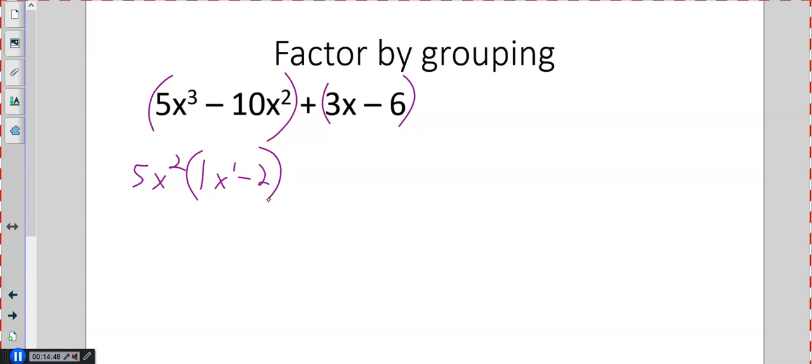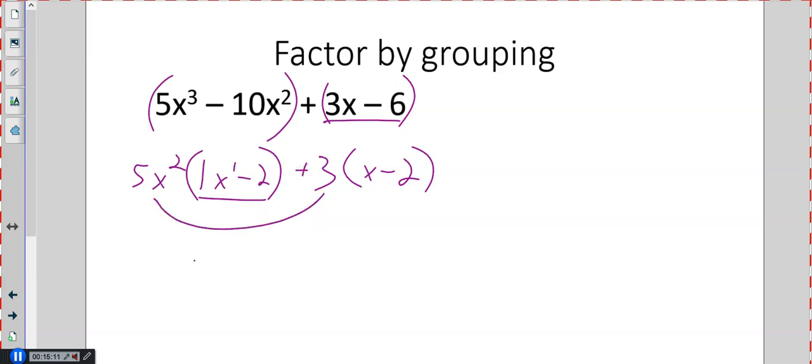Now, here's the thing. You can get to cheat on this. This has to be the same over here. And now you just ask yourself, what do I take out of here to get x minus 2? And that's a 3. This really helps working backwards so you know whether to take out a positive or a negative number. But this will give me 3x minus 6, so positive. And now all I do is put these two together. 5x squared plus 3, and I only write the x minus 2 once.